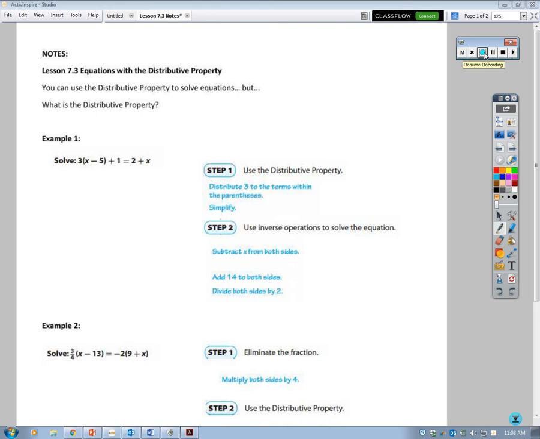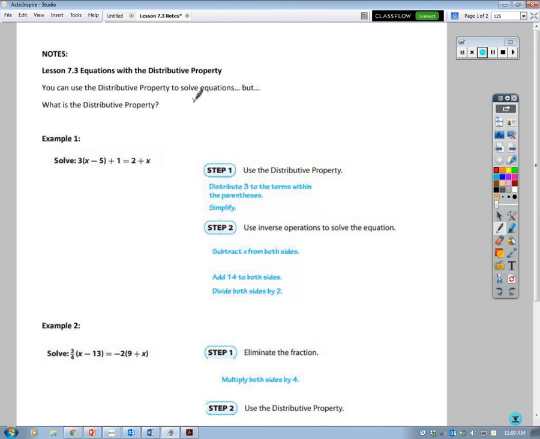All right, Math 8 students, we are doing lesson 7.3 today. This is equations with the distributive property. It is essentially just identifying what we've already been doing in solving equations with variables. So you can use the distributive property to solve equations, but what is the distributive property? What does it mean?